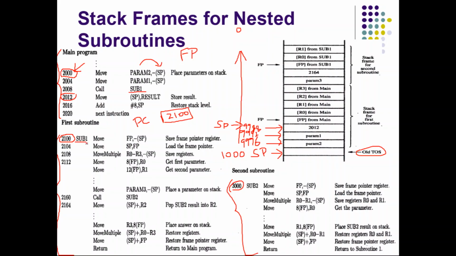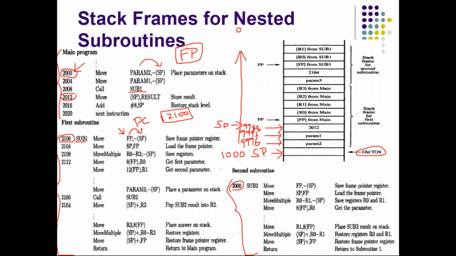Now subroutine 1 wants to use the frame pointer. That doesn't mean subroutine 1 can directly use it, because there is only one frame pointer. The main program may already be using that frame pointer, so it cannot use it just like that. Before using it, the old frame pointer value should be stored in the stack, because later the main program may want that frame pointer. So first we push the frame pointer value to the stack before using it.